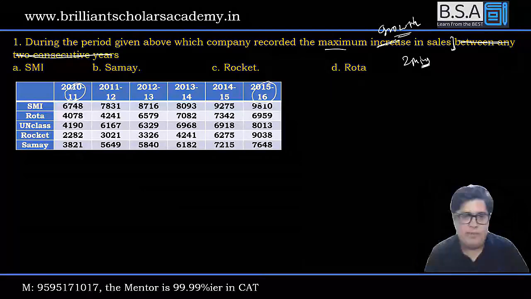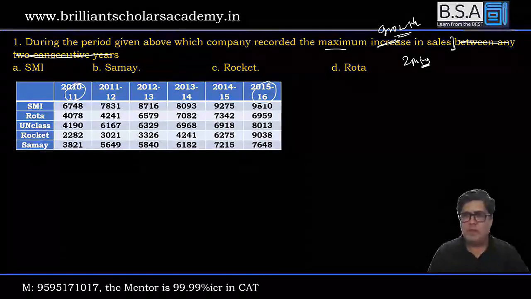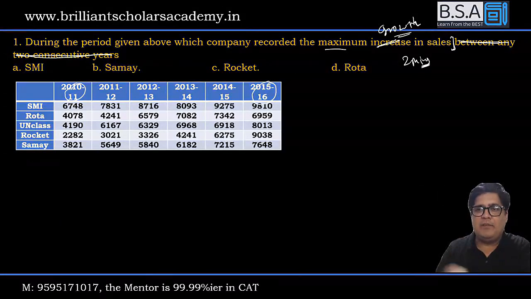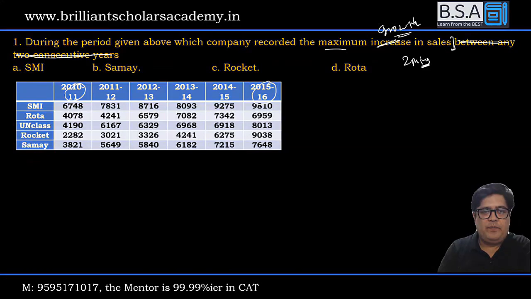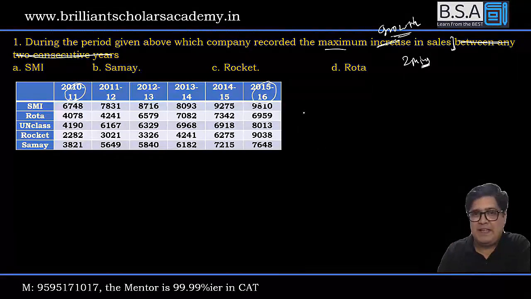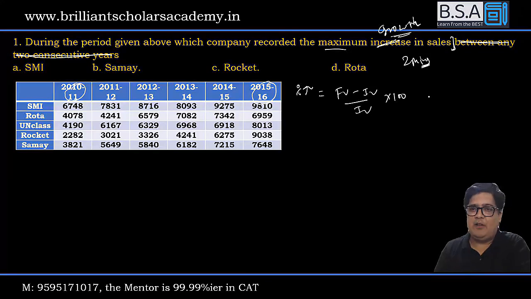I will also need to use the calculator. Use the on-screen calculator. No need to use your mind at all. Now, what I want you to learn is that the word used here is growth. Growth by default means percentage, which has shown maximum percentage increase. How do we calculate percentage increase? Final value minus initial value upon initial value into 100.